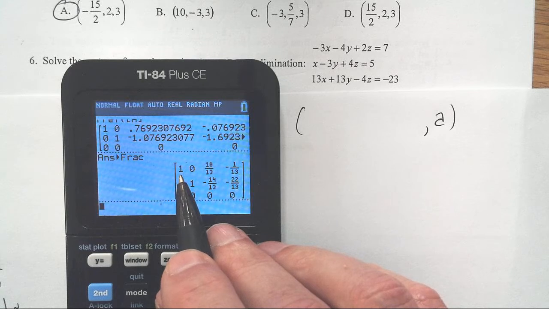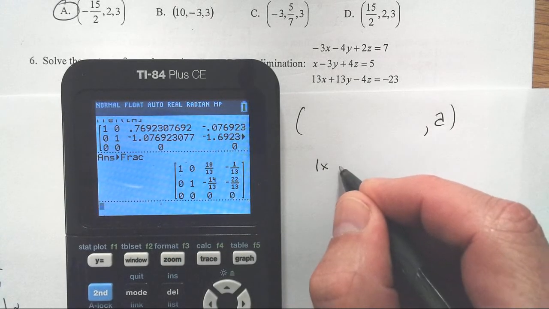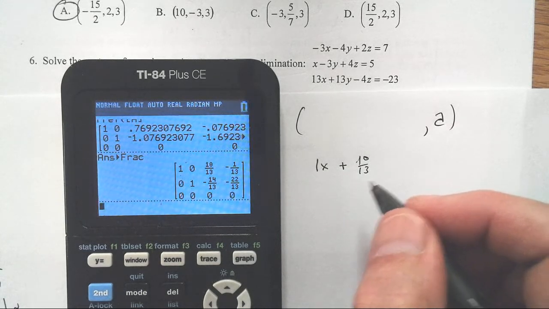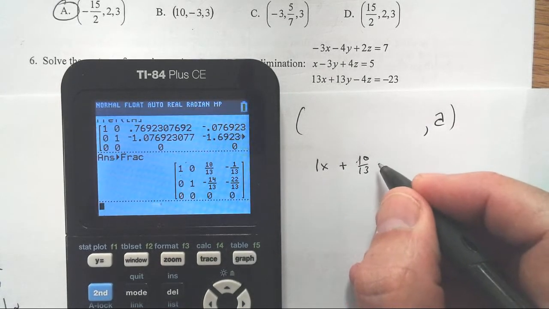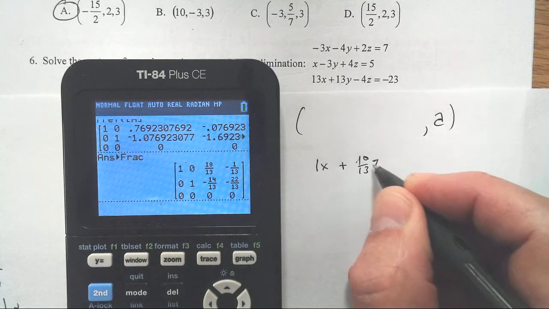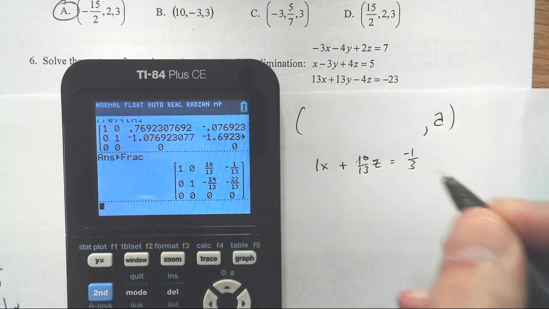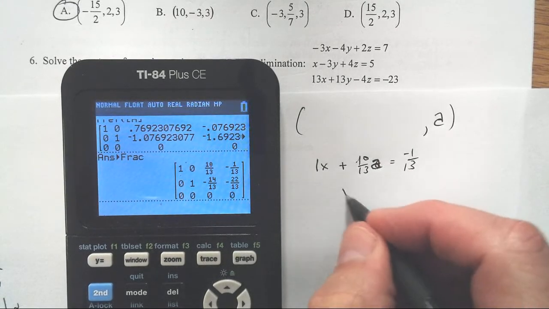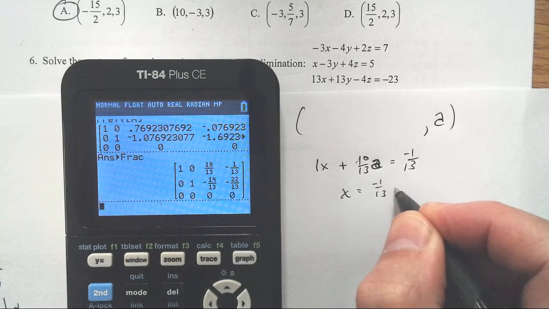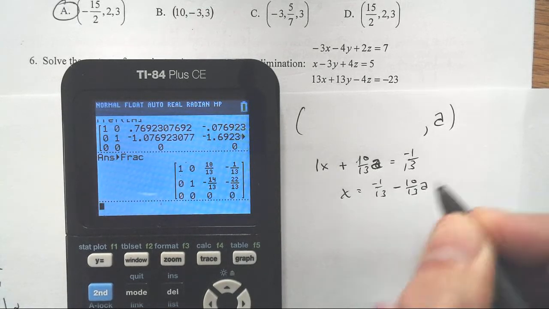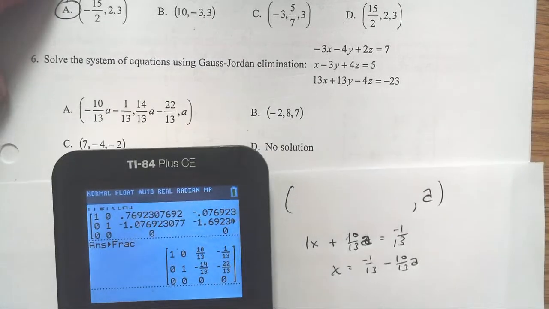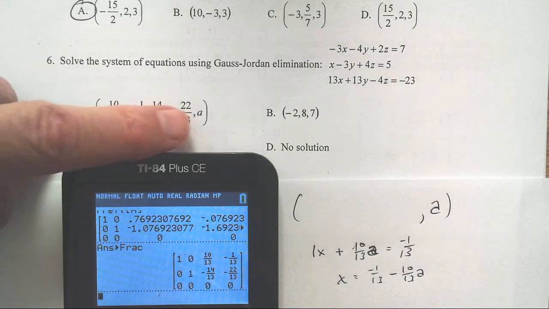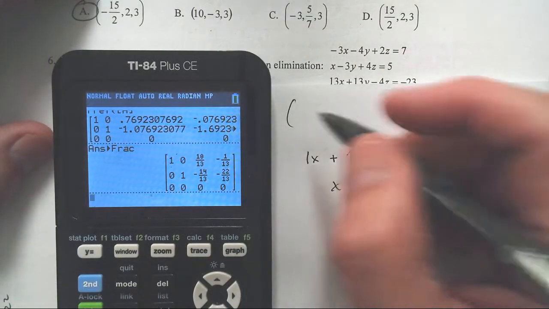Now, this first equation is 1x plus 10/13 z equals negative 1/13. And if I treat that like an a, that value, and solve for x, I get x equals negative 1/13 minus 10/13 a. And I'm probably on track right here. There's our negative 10/13 minus 1/13 in the x position, a in the z position. But we'll go ahead and wrap this one up.